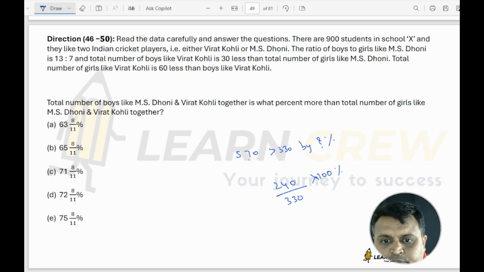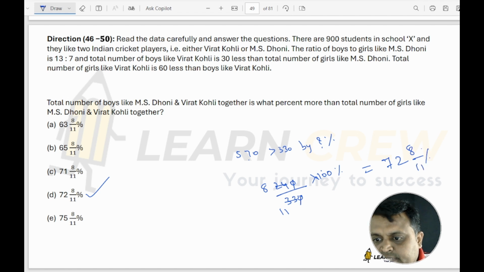So what are we going to get here? The zeros cancel. So 3 8s are 24, 3 11s are 33. So 100 by 11 is 9 1 by 11. 8 into 9 1 by 11 gives 72 8 by 11. 72 8 by 11 is the answer if you simplify this.